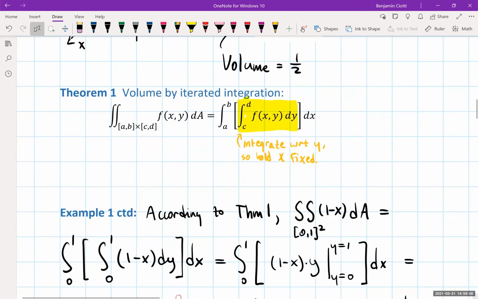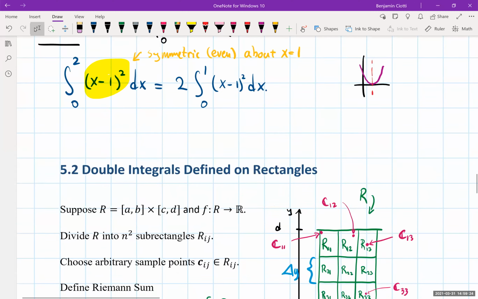Oh, wait, is that right? Hold on, actually, let me look at the book. Yeah. Right. Because both of them are equal to the volume underneath the surface, except one is derived from the perspective of x, the other one from the perspective of y.